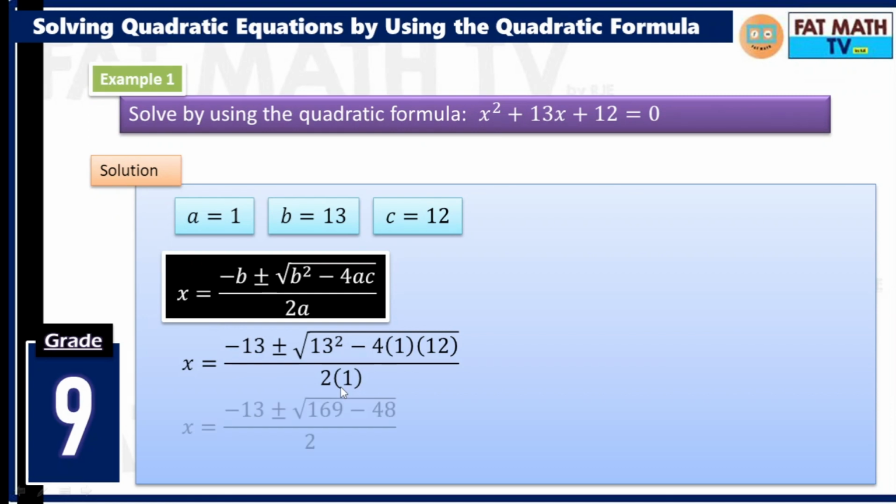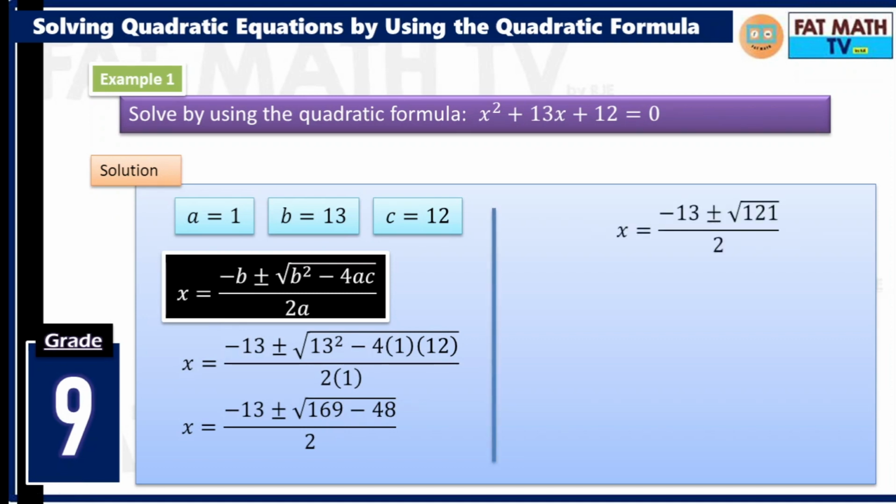And then just simplify. 13 squared is 169. Negative 4 times 1 times 12 is negative 48. 169 minus 48 is 121, and square root of 121 is 11. So we have x equals negative 13 plus or minus 11 over 2. And then we can split that into 2. 1 is minus, 1 is plus.